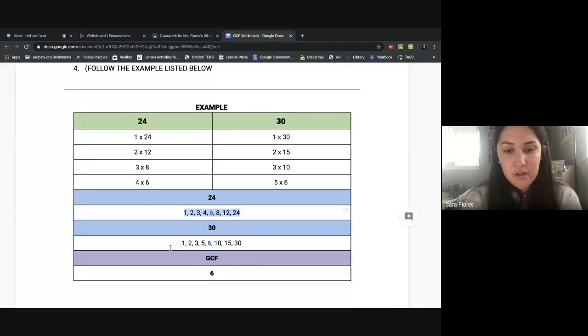Then, once you have all of your factors in your multiplication tables, you're going to list them in order right under here. The reason I want you to list them in order is so you can get a better view of your greatest common factor when they're stacked on top of each other. Then you go through and see which one is the greatest common factor. For 24 and 30, we realize that our greatest common factor is 6.